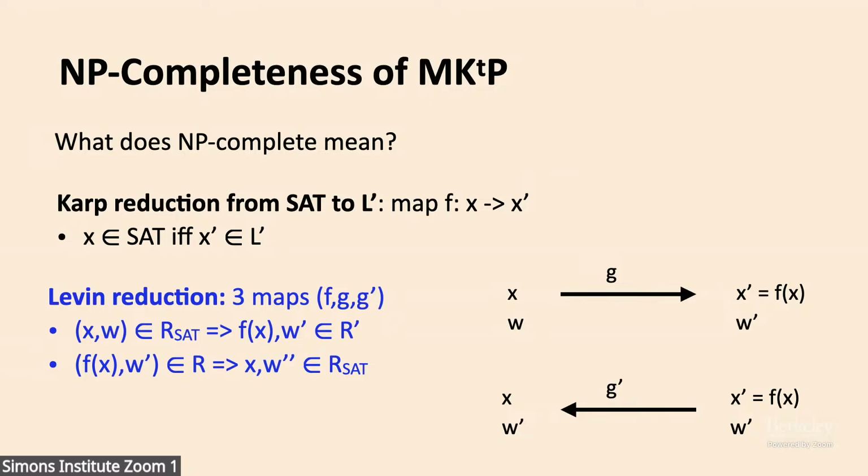It's also called a witness-preserving NP-completeness reduction. It's something where I take my instance and a witness, and I can map it to a new instance and a new witness for this thing. So if I have a witness, I can get a witness for the new instance.